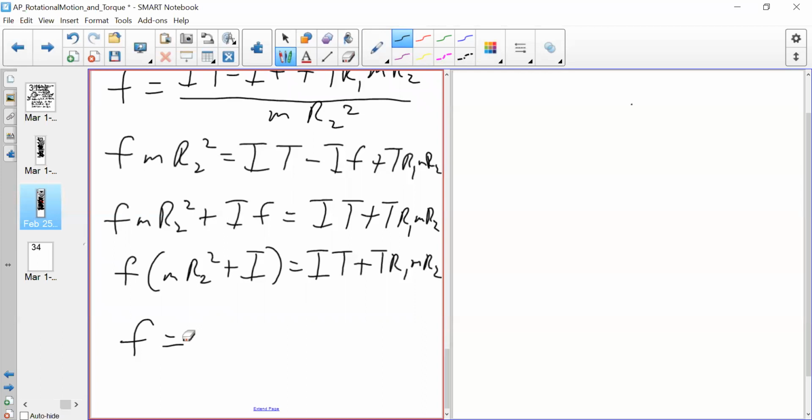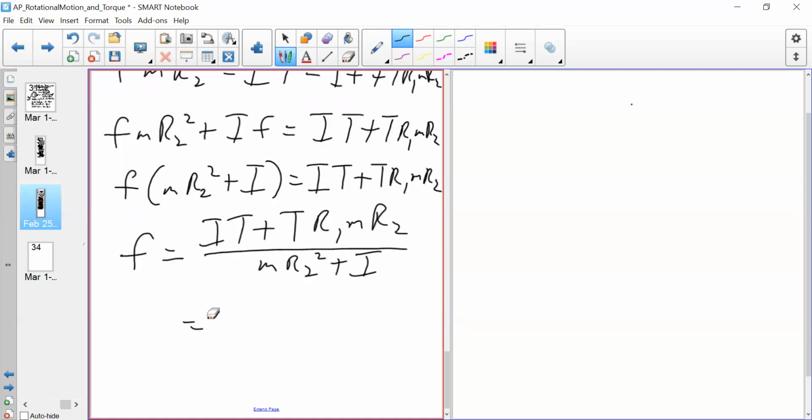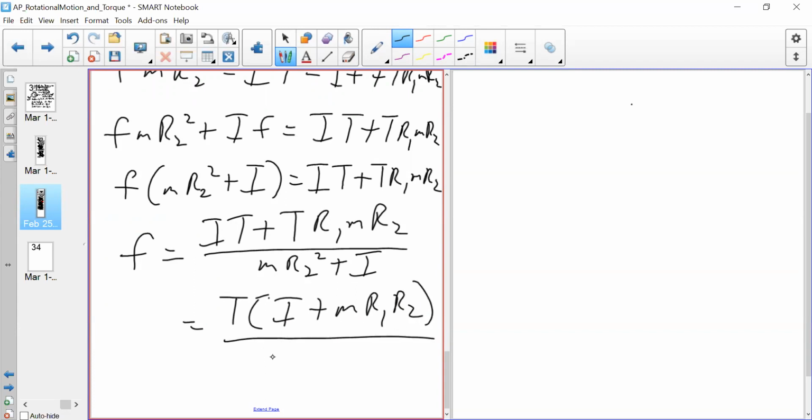Now to get the expression for F: IT plus TR1 MR2. That's pretty much it. Factor out the T's: I plus MR1R2, over MR2 squared plus I, and that's it. We show that we get that expression.